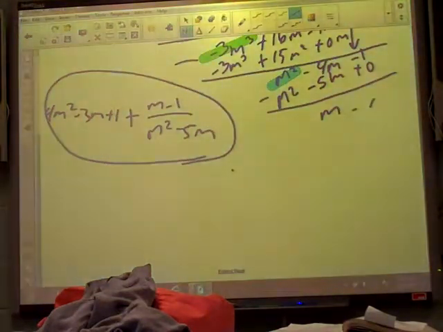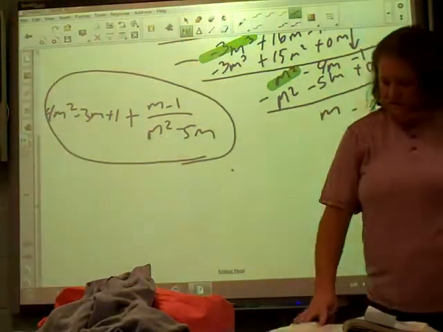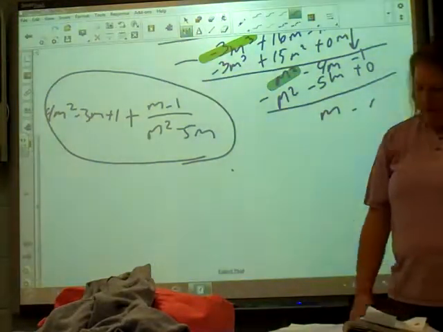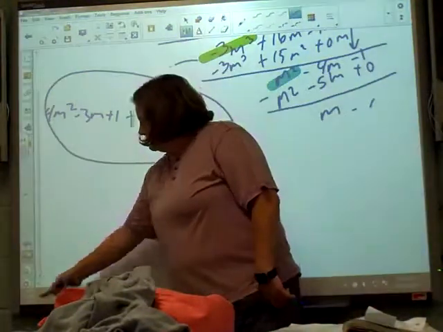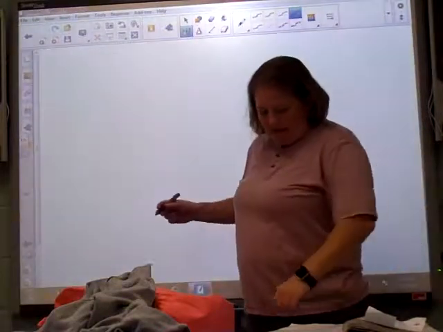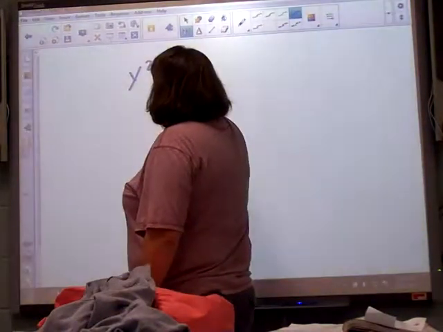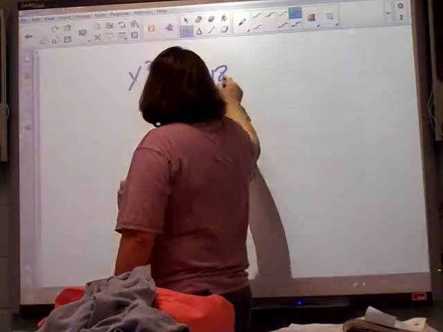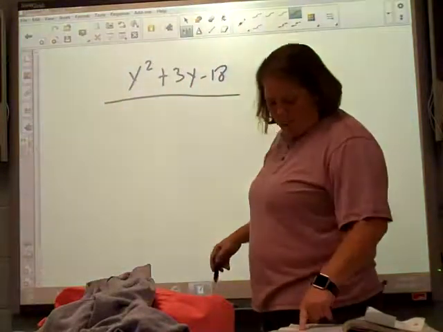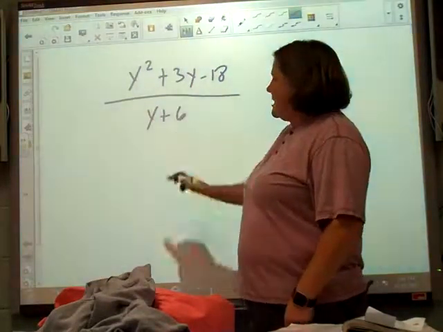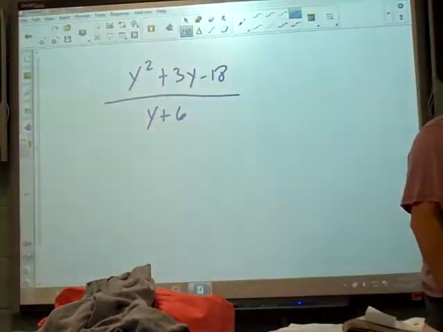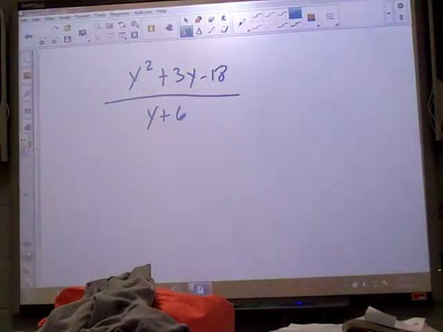Alright, are we alright on that? Let me let you try one on your own. You can choose any method you want. I'll give you an easy one to start with: y squared plus 3y minus 18 divided by y plus 6. Try that one. You can use either method, synthetic or long division. Either one will work.